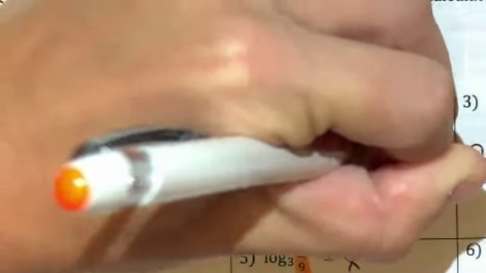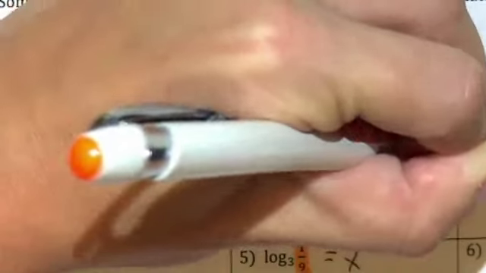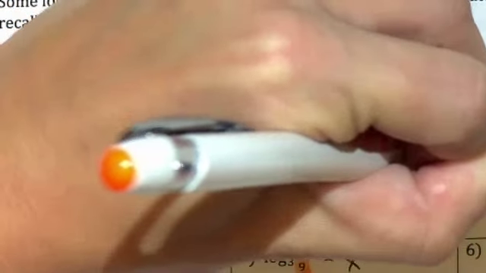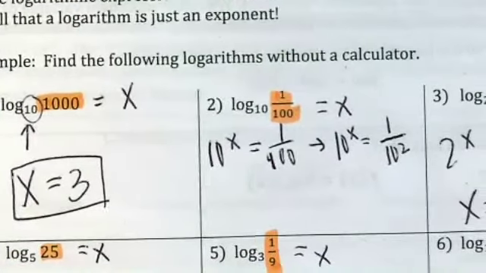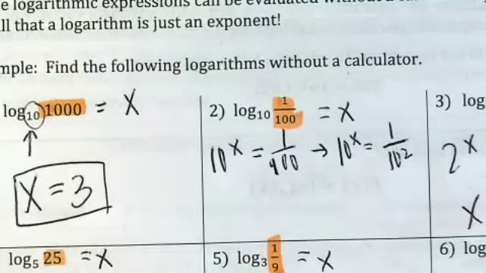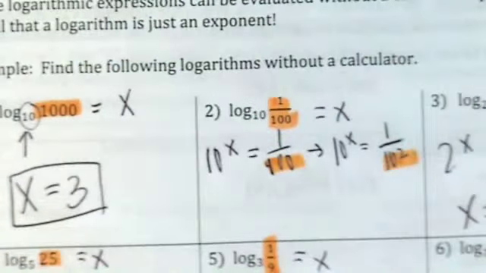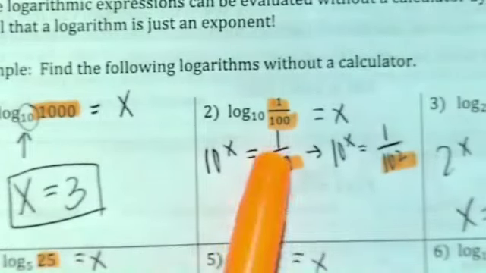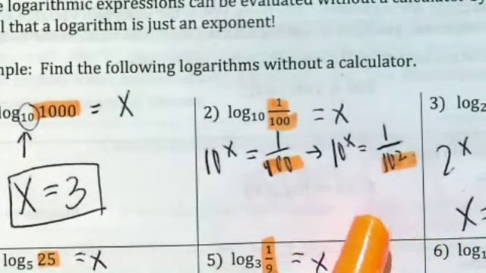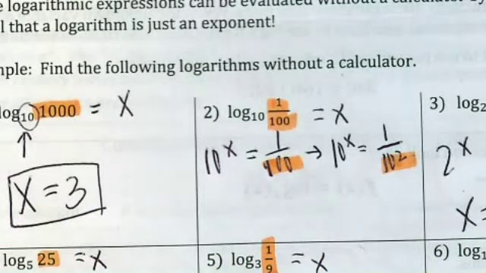So 10 to the x is equal to 1 over 10 squared, okay? I just changed 100 to 10 squared because, again, I'm trying to say 10 to the what is getting me to 100. So I'm kind of just putting it in the same terms.